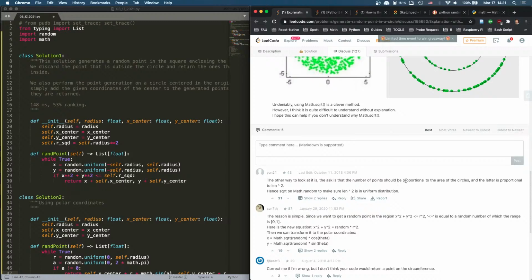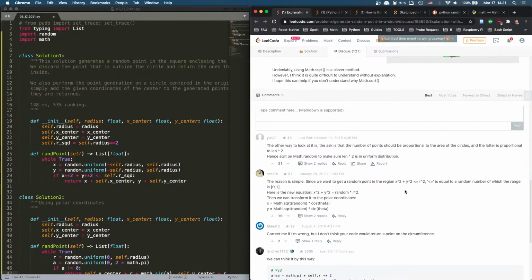The number of points should be proportional to the area, and the latter is proportional to the square root. Hence, our math makes sure it is uniformly distributed. Well, that's true. Get a random point. There's a new equation, random times r squared.